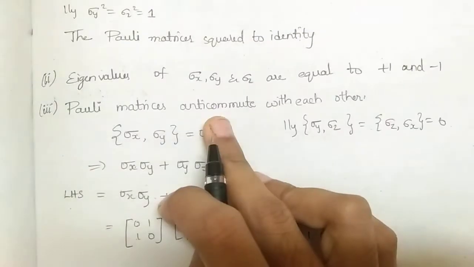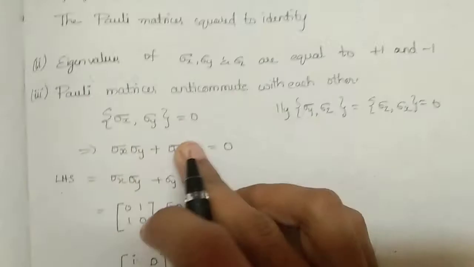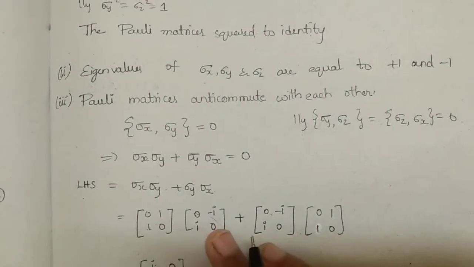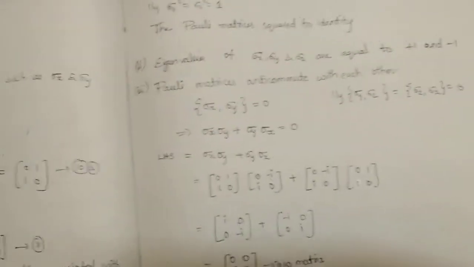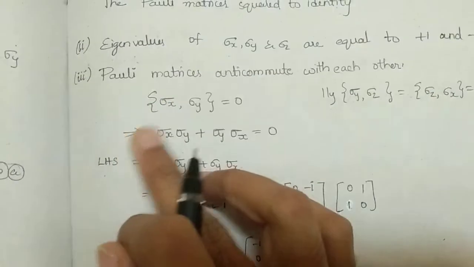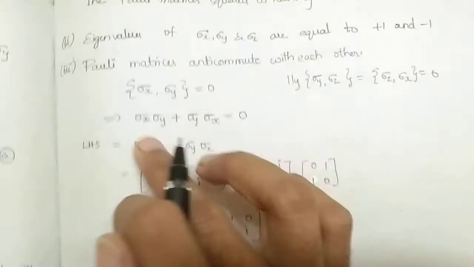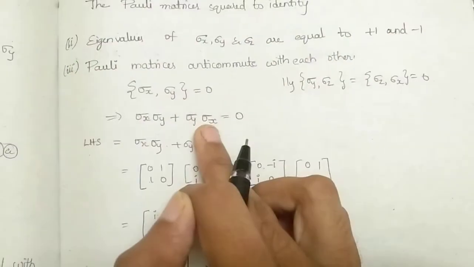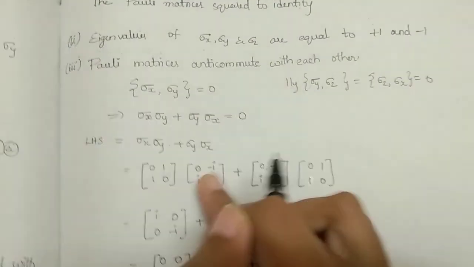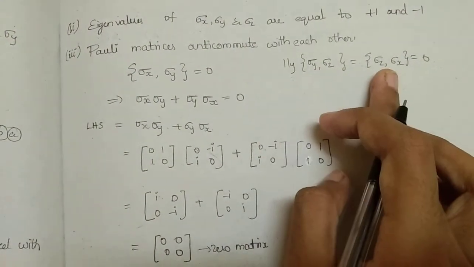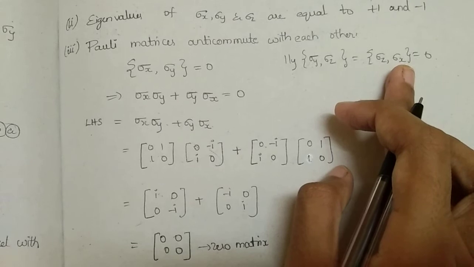Pauli matrices anticommute with each other. We have already derived this also. We already found this anticommutator relation in the process of deriving, equal to 0. So this is nothing but the anticommutation of σx, σy equals 0. That is, σxσy plus σyσx equals 0. In a similar manner we would have the σy, σz and σz, σx anticommutations equal to 0.